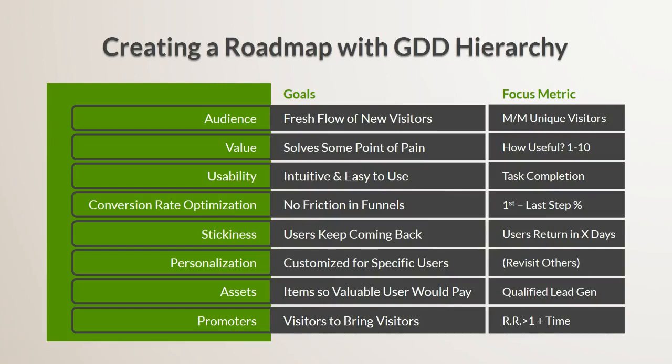There are a million things that you could do with the website, and it can be very overwhelming. The website hierarchy provides a roadmap that gives focus to the team and sets clear expectations. I'm not going to go through this in detail, but feel free to pause the video to take a closer look at how to use audience, value, usability, conversion rate optimization, stickiness, personalization, asset creation, and promoters to ensure practitioners know exactly what they should be doing to move specific metrics and how to track and measure their progress.